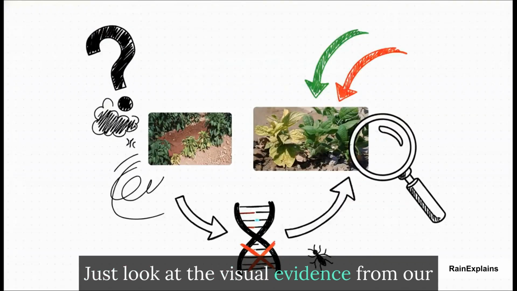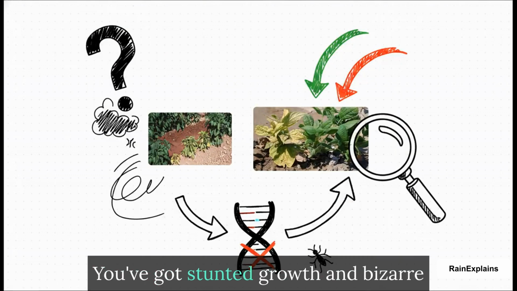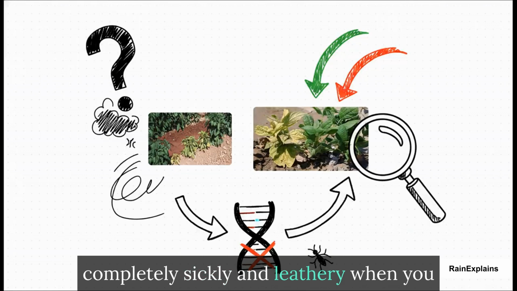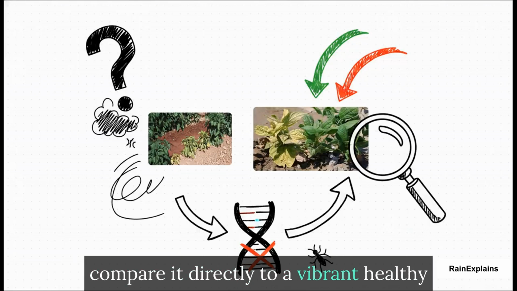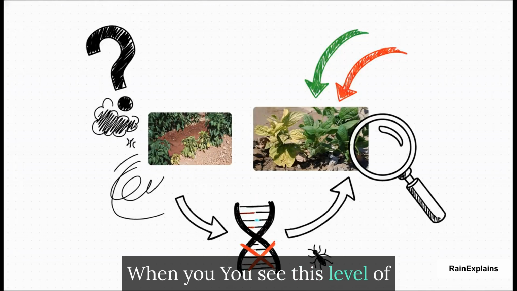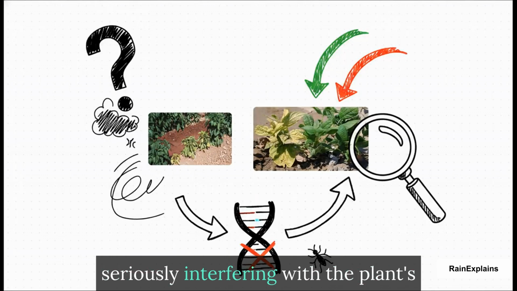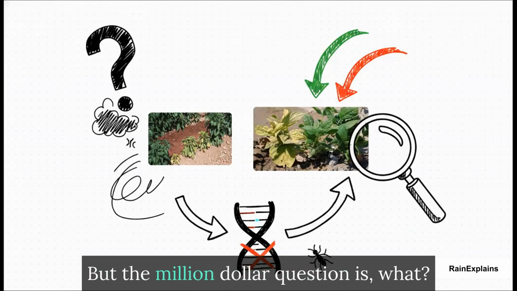Just look at the visual evidence from our crime scene here. You've got stunted growth and bizarre twisting happening, which looks completely sickly and leathery when you compare it directly to a vibrant, healthy green plant. When you see this level of distortion in your own garden, it's a massive signal that something is seriously interfering with the plant's normal growth. But the million-dollar question is, what?